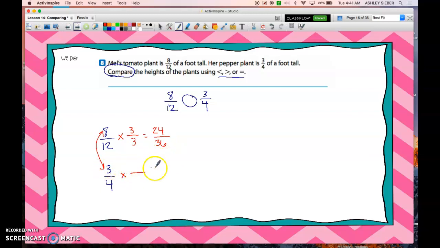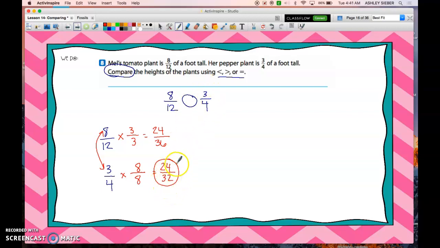If I multiplied, I need to get something in my numerator that's also 24. So 3 times what equals 24? 3 times 8. My denominator has to be the same to create an equivalent fraction. 4 times 8 is 32. So I have 24 36ths and 24 32nds. So remember, the bigger the denominator, the smaller the parts. So if my numerators are the same, the smaller the denominator, the bigger the fraction.